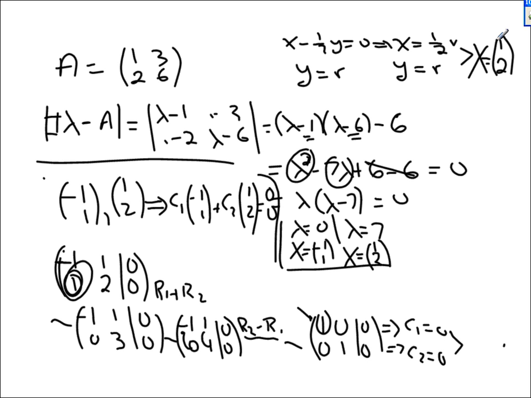So the answer is yes, A is diagonalizable. This completes the section on eigenvalues, eigenvectors, and diagonalization. Enjoy.